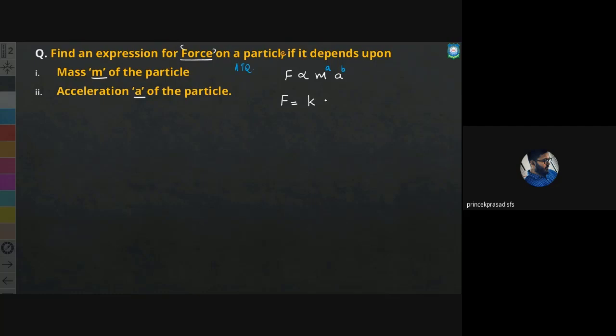So write F is equal to K times M raised to a raised to b. And below you have to specify what this K is, where K is the proportionality constant. Write it down. And for such a relation, I will assume that this proportionality constant has no dimension. So you can also write in bracket, it is dimensionless. We will assume this proportionality constant has no dimension. That is an assumption that we make. If it has a dimension, I cannot find it because this is something that we introduce.